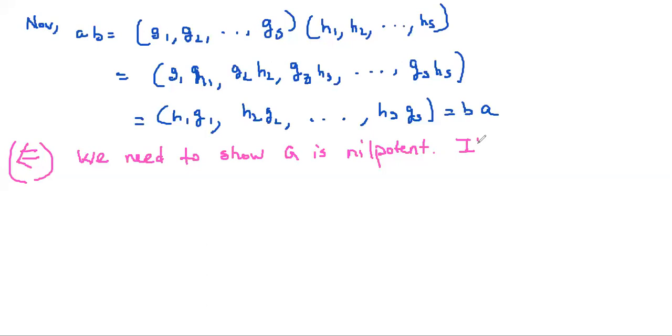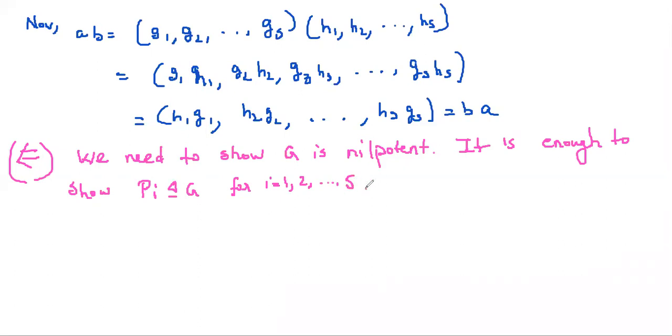It is enough to show P_i are nilpotent, normal in G for all i from 1 to s. Okay. So before I prove that P_i is normal, let's have a quick observation which will help us to prove that P_i is normal in G. Okay.